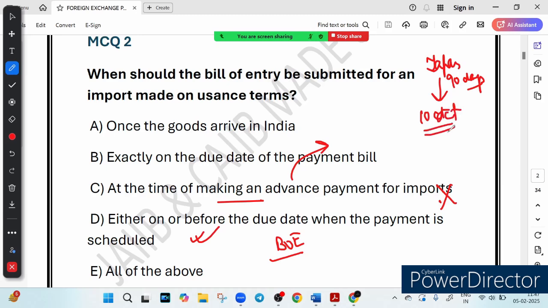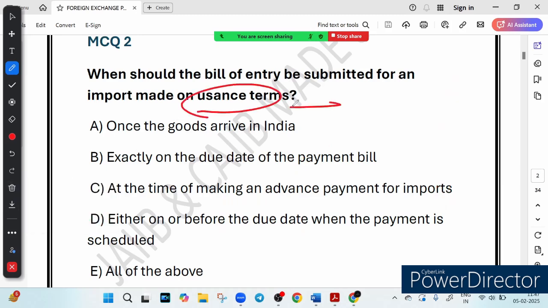So the bill of entry must be submitted on or before October 10 to avoid any regulatory issue, because this ensures compliance with foreign exchange and customs regulation. That is why D is correct, and E is not correct since we found that A, B, C are incorrect. So what we have learned in this question: whenever you see the word usance term, it means deferred payment. Import is paid later, not upfront.